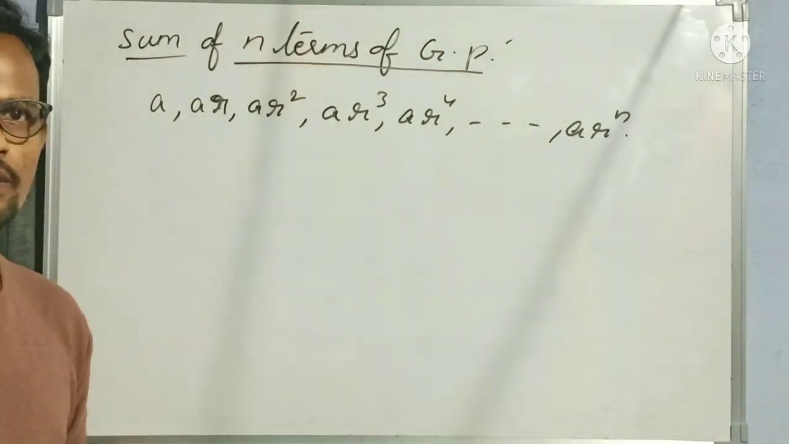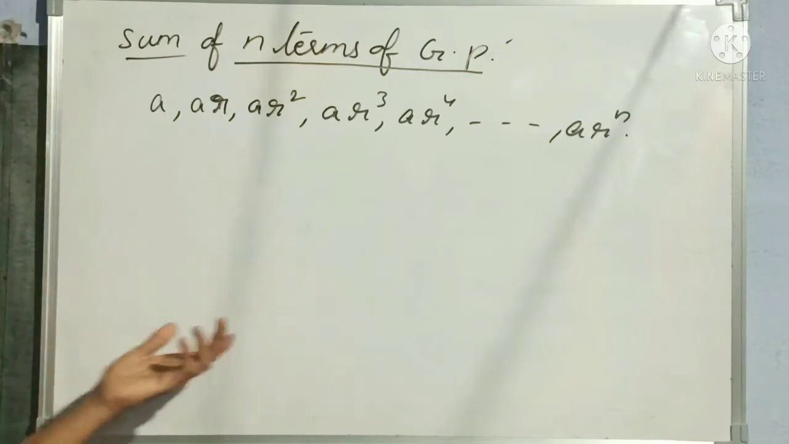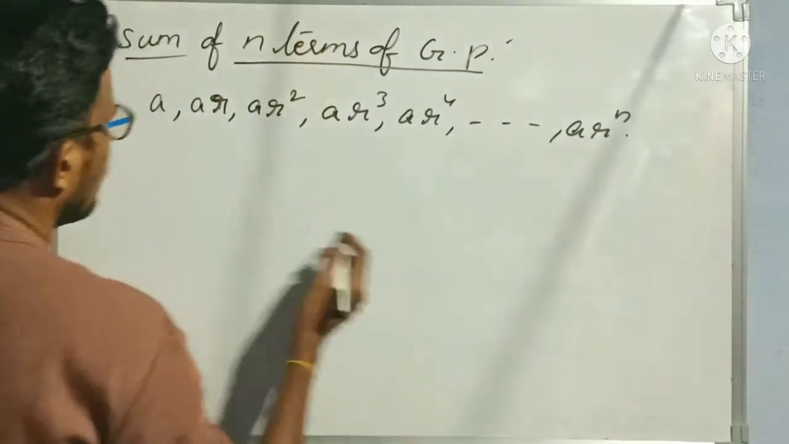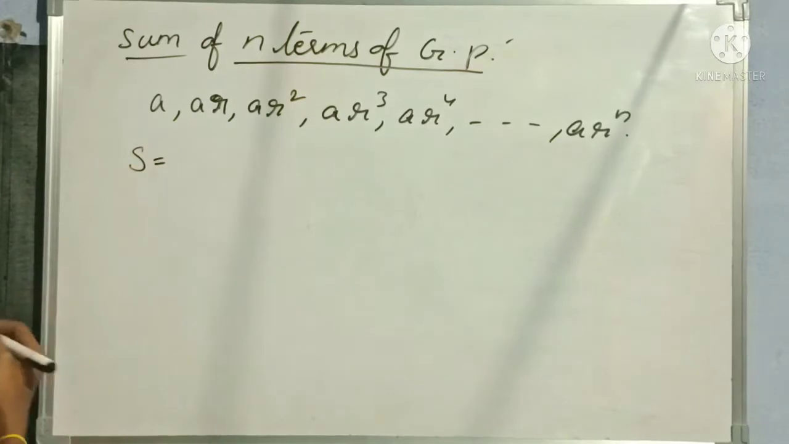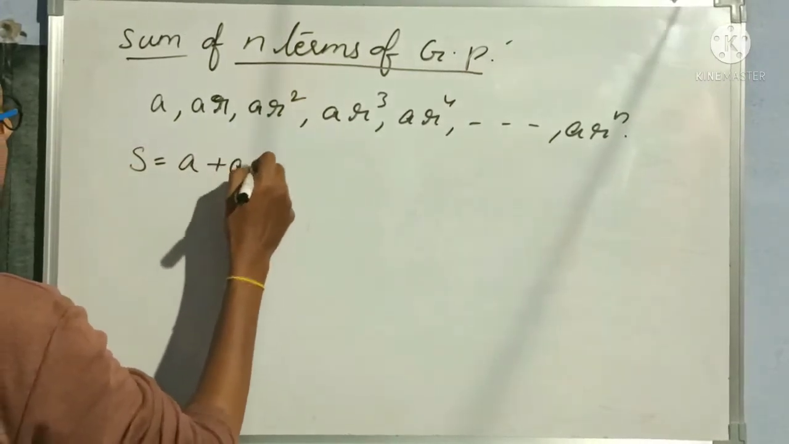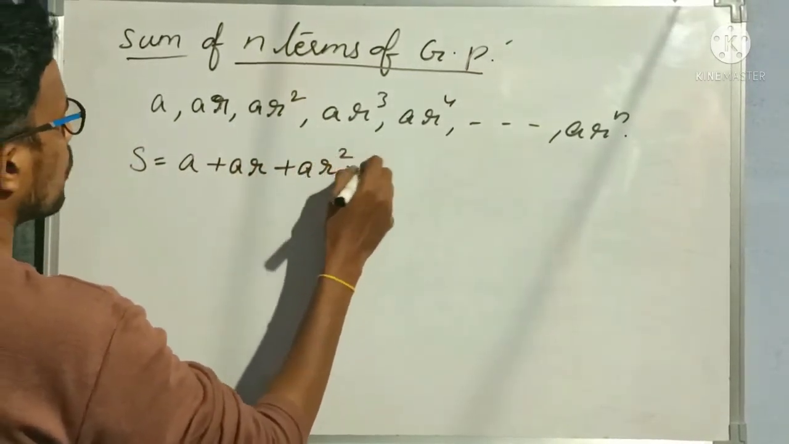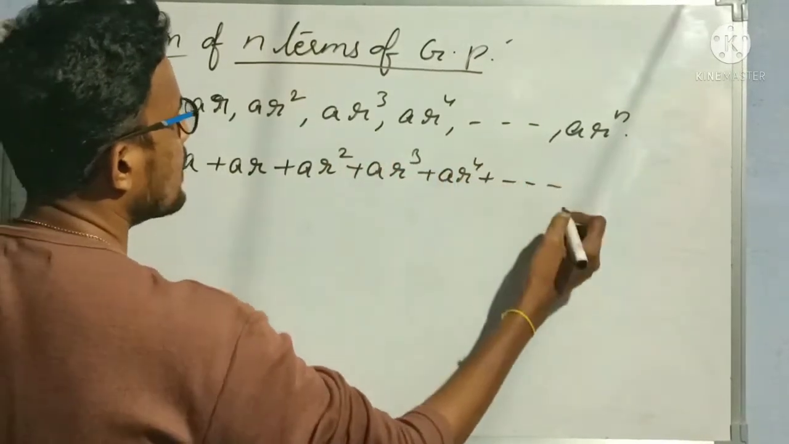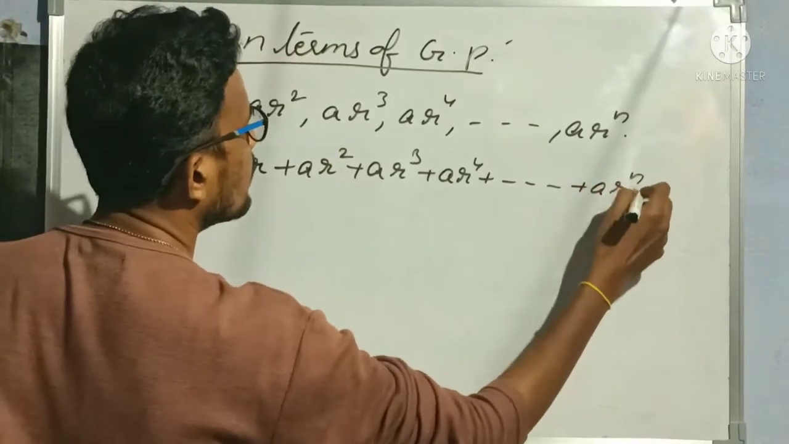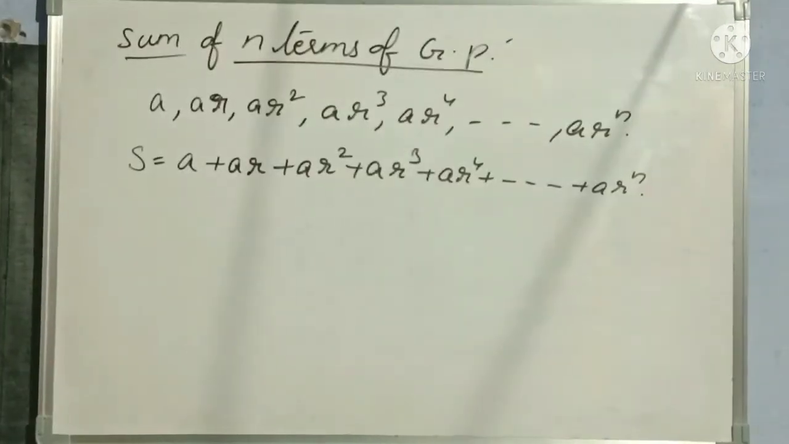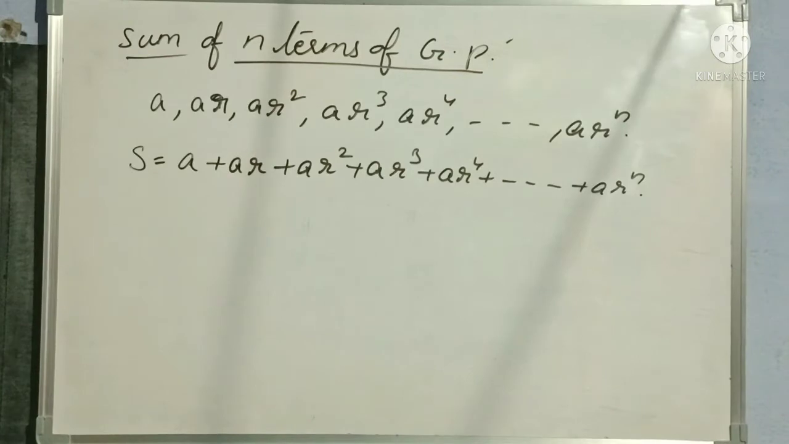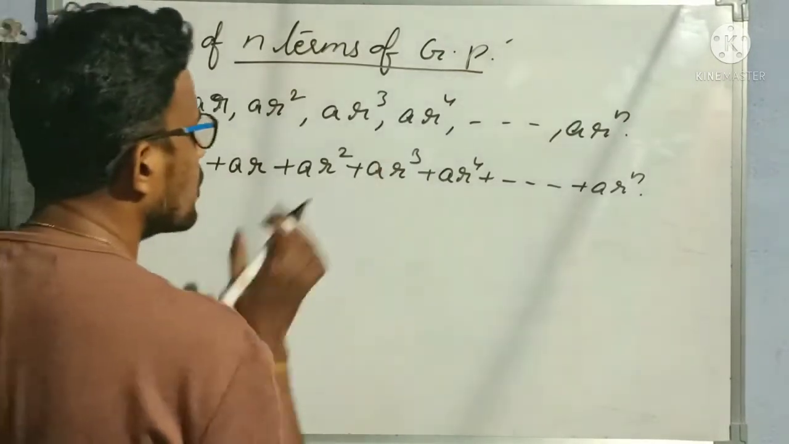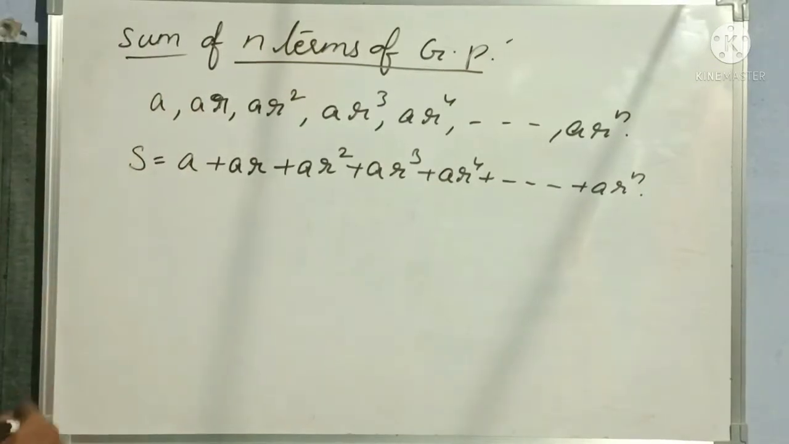General sequence. Now for finding the sum of this sequence of numbers, that is S is equal to a plus ar plus ar square plus ar cube plus ar power 4 and so on plus ar power n. Okay, how to find out the sum of this sequence of numbers which are in geometric progression? Sum to n terms of a geometric progression. How to find it? Okay, there are three conditions.